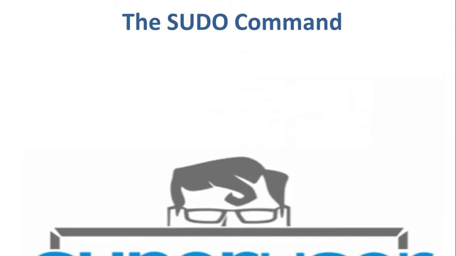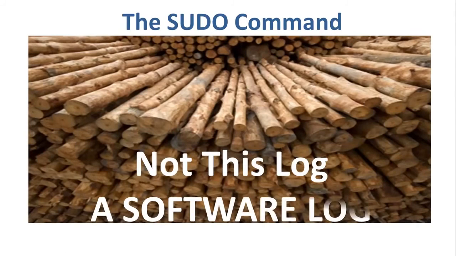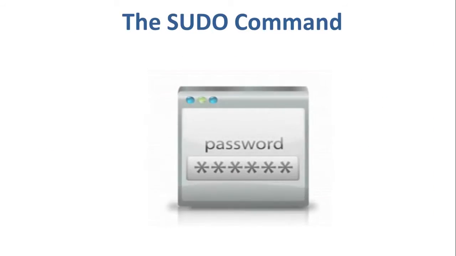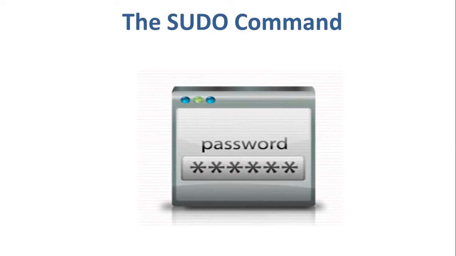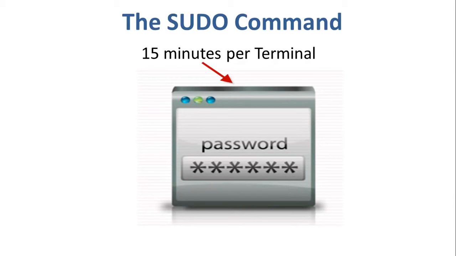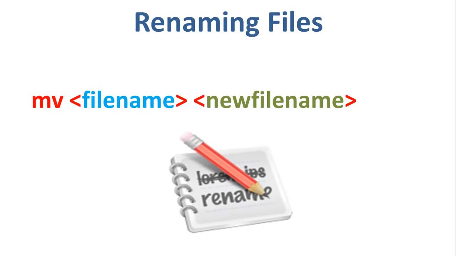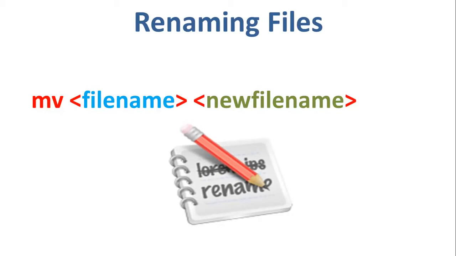Sudo maintains a log of each command run. System administrators can track back the person responsible for undesirable changes in the system. It should be noted here that by default, the password that you entered for sudo is retained for 15 minutes per terminal. This eliminates the need of entering the password time and again. For renaming files, use mv file name new file name.